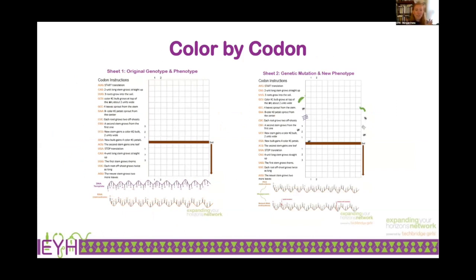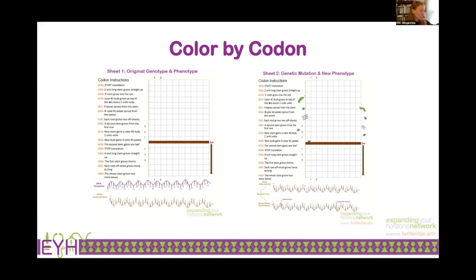Great. So now that you are starting to understand a bit more about molecular mechanisms of mutation, let us see this in action through a color by codon activity. In this activity, we will draw and color the original phenotype of a flowering plant, as well as the mutated phenotype of a flowering plant, using the instructions provided by its RNA sequence of codons.